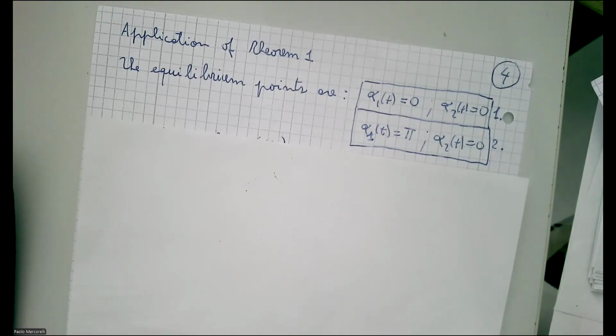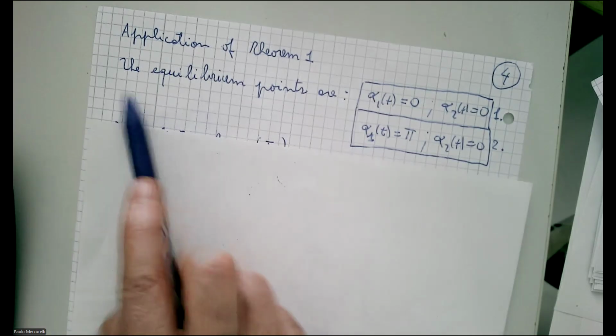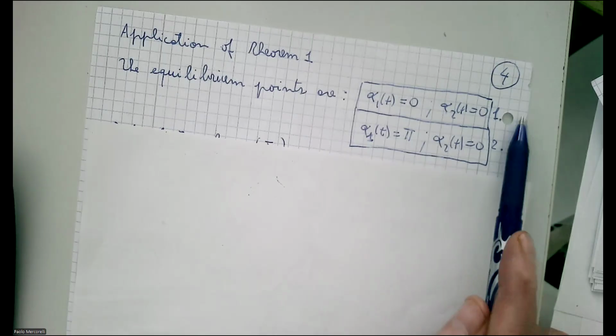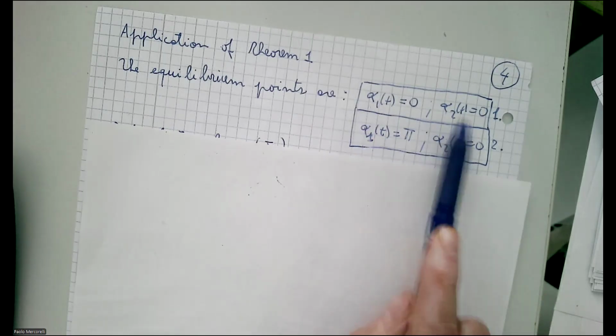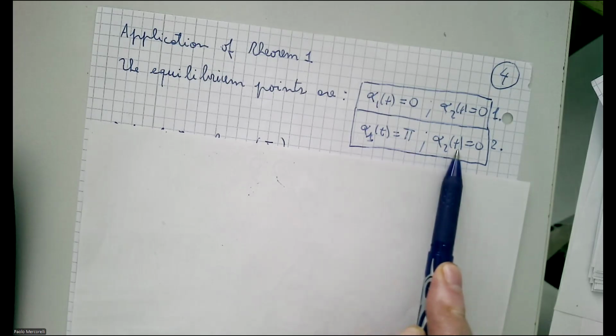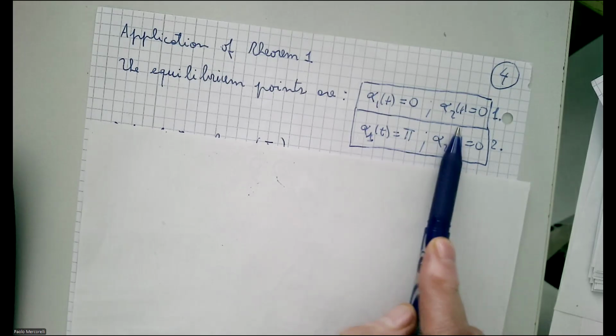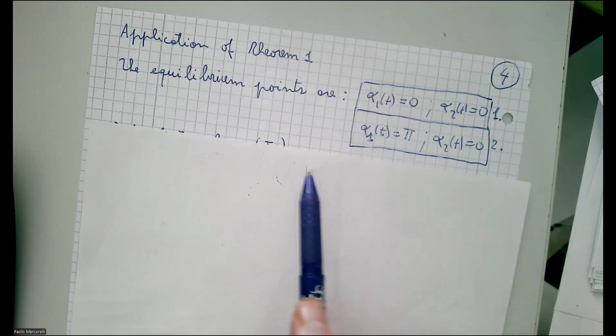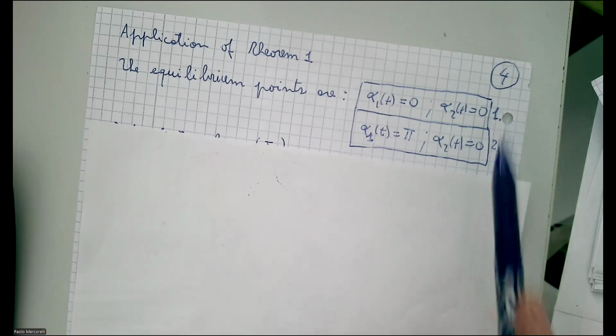So we will see mathematically the application of theorem 1. The equilibrium points are these two, characterized by alpha 1 equals 0, alpha 2 equals 0, and alpha 1 equals pi, alpha 2 again equals 0. No velocities, otherwise, as I explained, the kinetic energy is not 0. And you have two possible positions. Anyway, first equilibrium point, second equilibrium point.